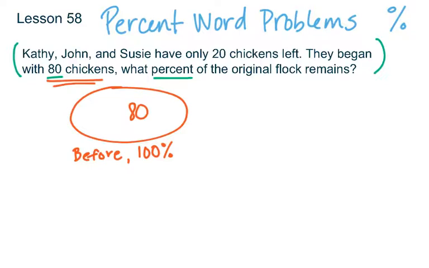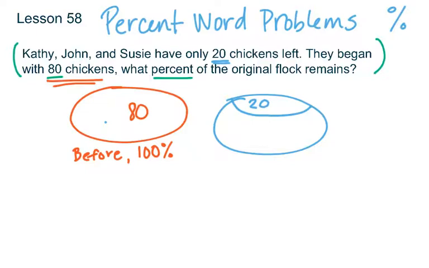And now if I draw an after, so something changed, I'm really trying to draw my second oval as close to the same size because I'm trying to represent the same 100%. But we have to recognize we only have 20 chickens left. So a small portion of those chickens are left. So I'm just going to take out a little slice and say that's representing the 20 that are left. So I started with this big circle of 80, but now I'm just left with a small portion of 20.